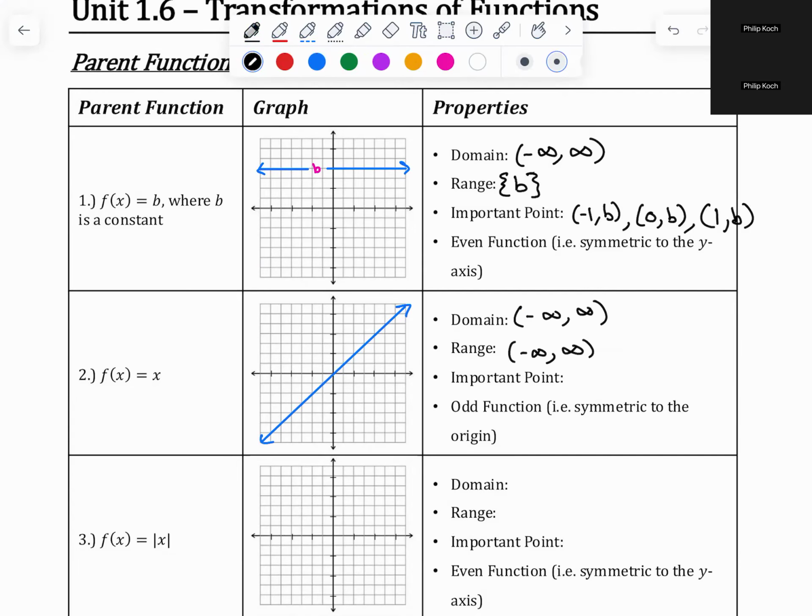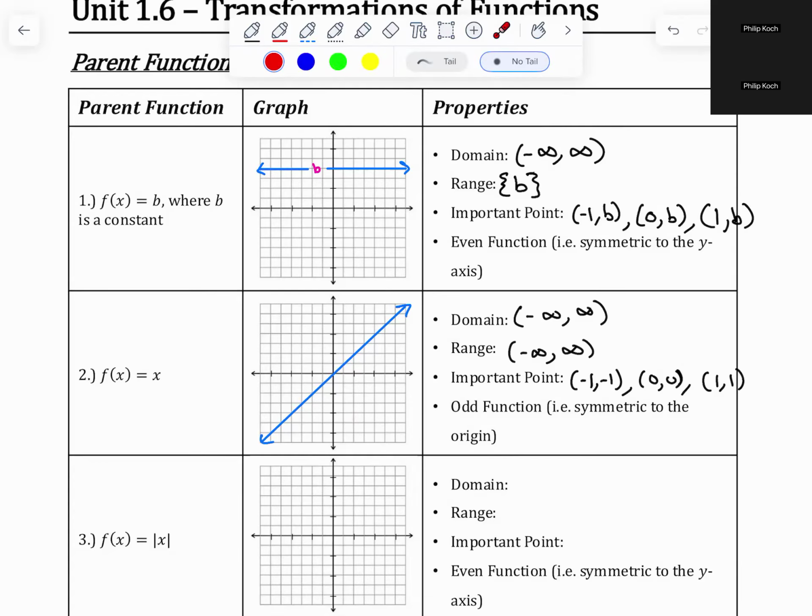Its important points are negative 1 comma negative 1, 0 comma 0, and 1 comma 1. And this is an odd function, which means that it's symmetric with respect to the origin. So if you have a point on one side of the origin, then the opposite side will have another point. So for example, here's 1, 1. Here's negative 1 comma negative 1. Here's 2, 2. Here's negative 2 comma negative 2. It's an odd function. We don't really need to worry about even or odd, but just so you have it.